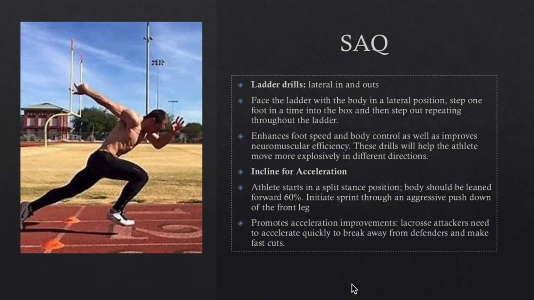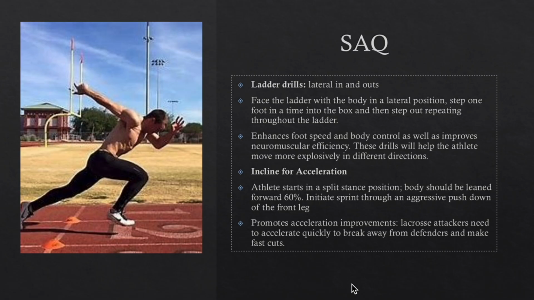Here are 2 SAQ drills that can be used to improve speed, agility, and quickness in a lacrosse athlete, specifically an attacker. Ladder drills are a great way to improve footwork. An example of one that could be used for an attacker is lateral in and outs. The athlete should face the ladder with the body in a lateral position. Step 1 foot at a time into the box and then step out, repeating throughout the ladder as quickly as possible. This enhances foot speed and body control as well as improving neuromuscular efficiency. These drills will help the athlete move more explosively in different directions.